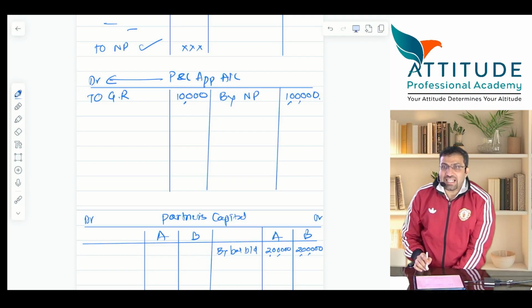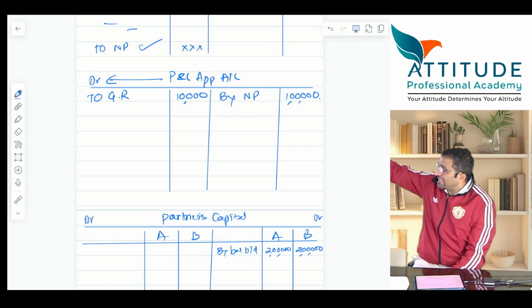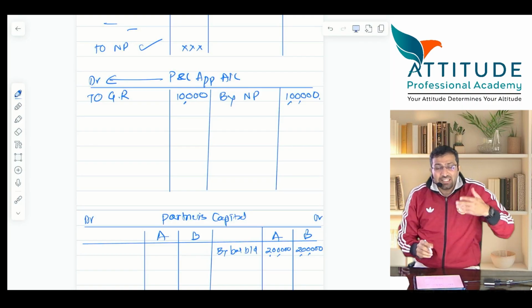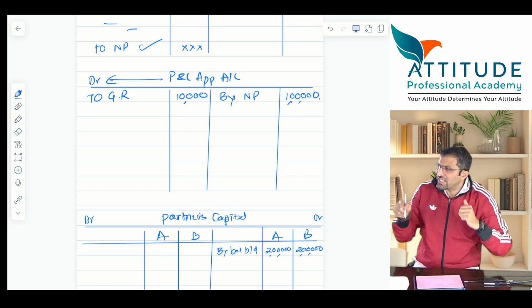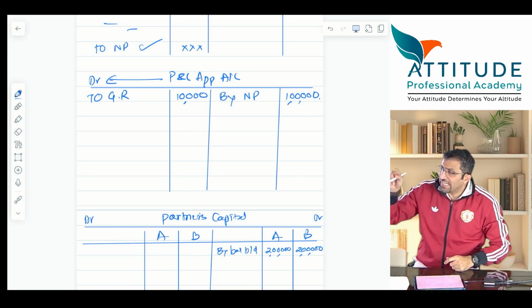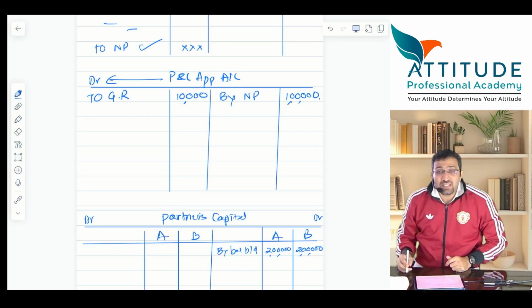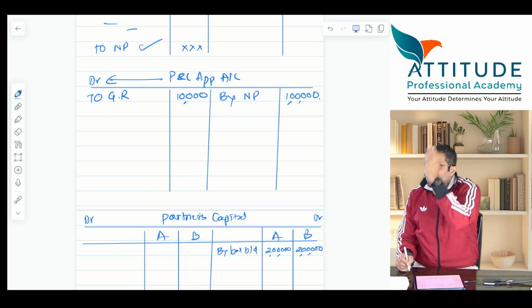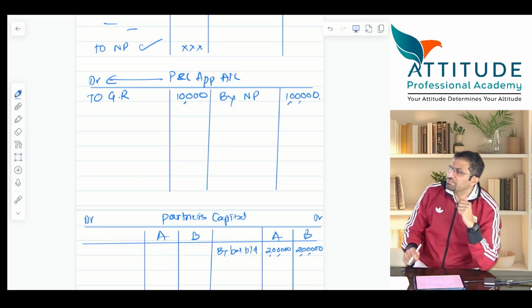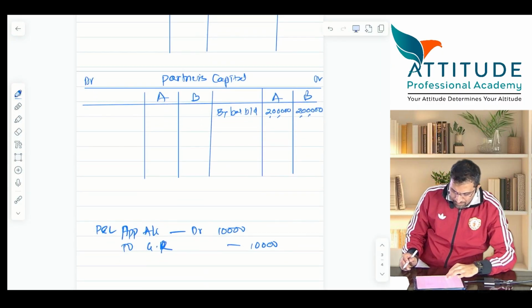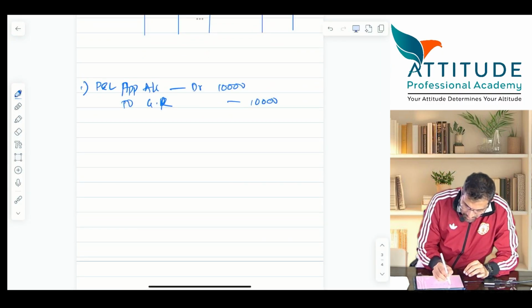बचा कितना? 90,000 बचा ना? Out of 1 lakh, 10,000 is gone, 90,000 is left. Now you see the partnership deed. In the partnership deed, it is mentioned that A and B should be given salary of 20,000 each. How much? 20,000, 20,000. Then give. Then the entry will be, so this is GR created.